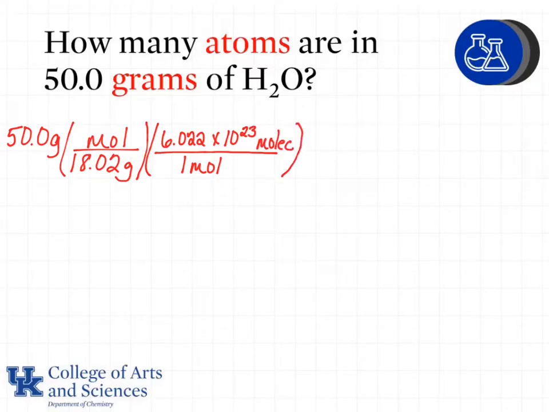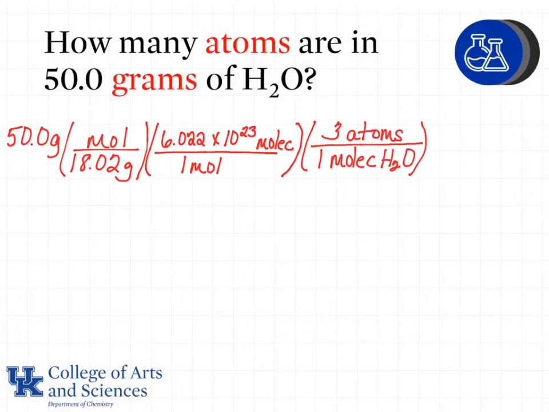And next we have to go to atoms that are in the molecule. So we know that we have one molecule on the bottom. So in one molecule of H2O, there are 3 atoms. And we know this because if we look at this on the molecular level, we know that H2O has a subscript of 2 for H, so that tells us there are 2 atoms of hydrogen and 1 atom of oxygen for every molecule of water. So our relationship comes directly from the chemical formula.